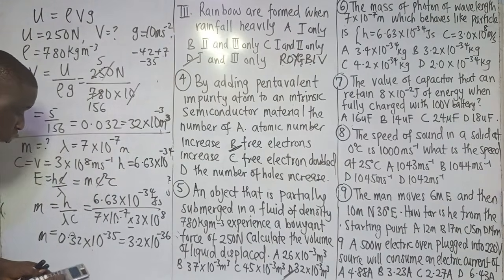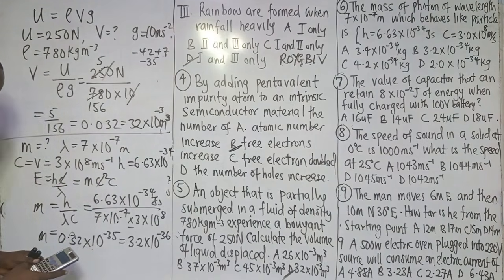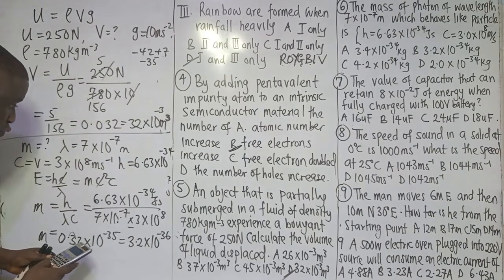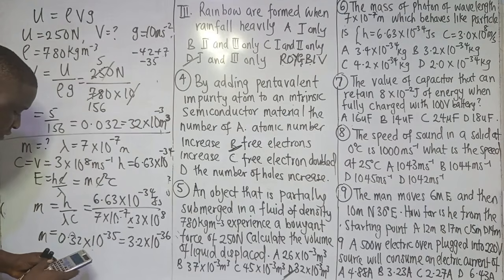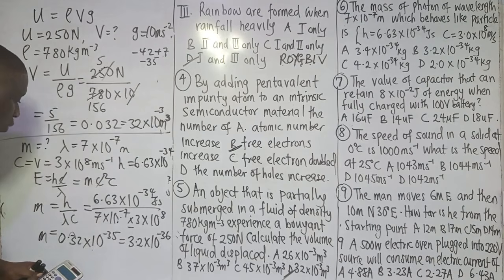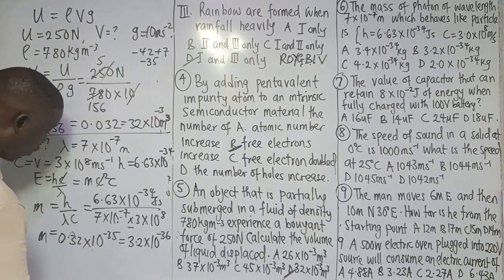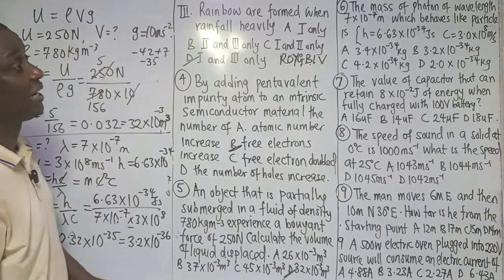Let me use my calculator to confirm whether we are correct, because we just want to confirm so that we will not be on the wrong side of the solution. We are doing a good job, so we need to confirm whether we are on the right track. So that is minus 7, then times 3 times 10 to the power of 8. So we have 3.2 times 10 to the power of minus 36. I'm correct. Just wanted to confirm it to make sure that we're on the right track.